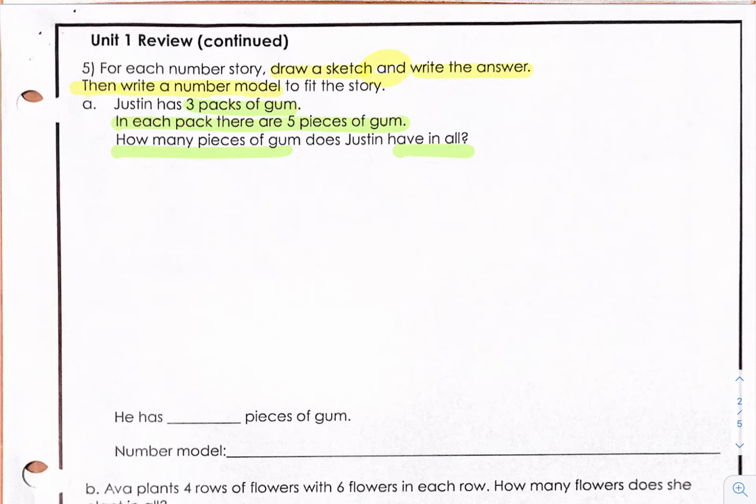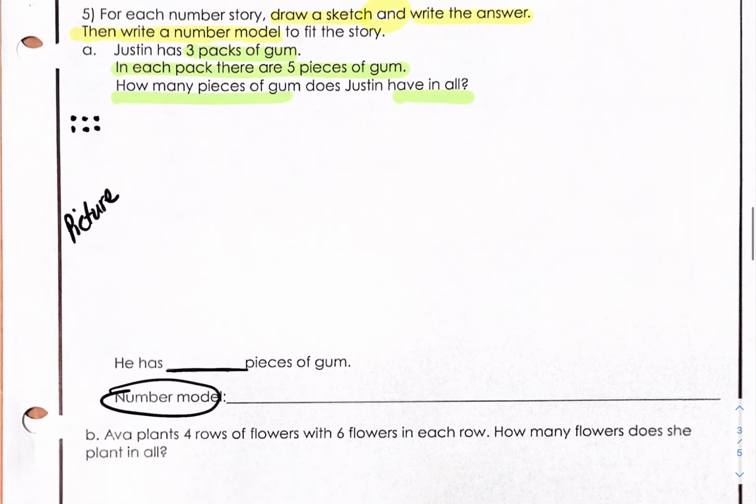So maybe draw a picture. Remember you could draw a picture with an array like that, but that's not exactly how the picture should look since that does not match. But remember, for an array, you could draw dots. Don't forget, you need to remember to write the final answer here, and a number model, so some sort of equation at the bottom.